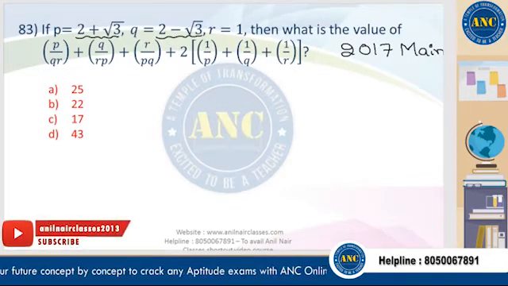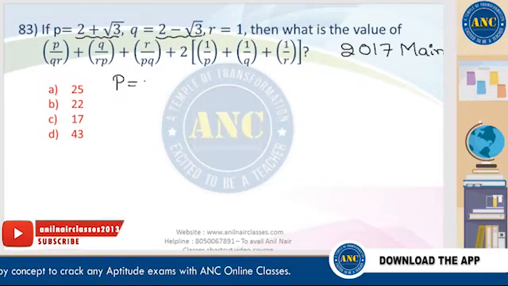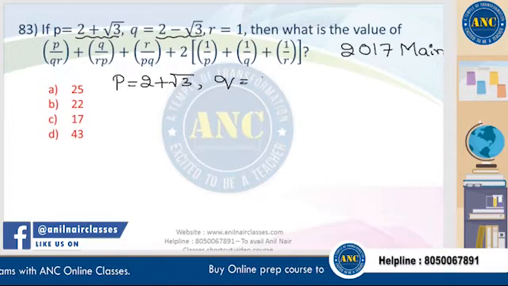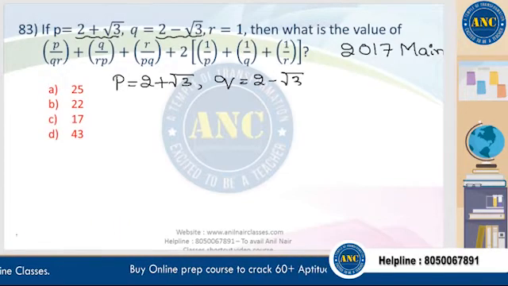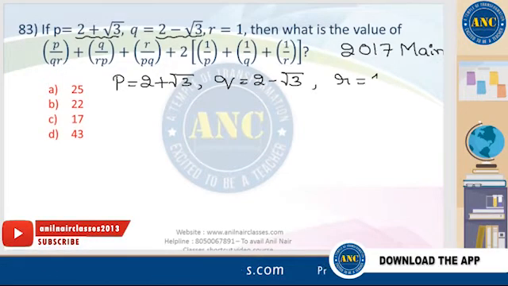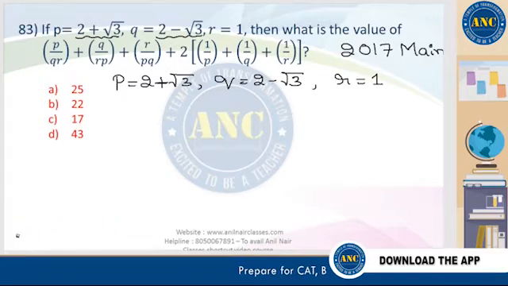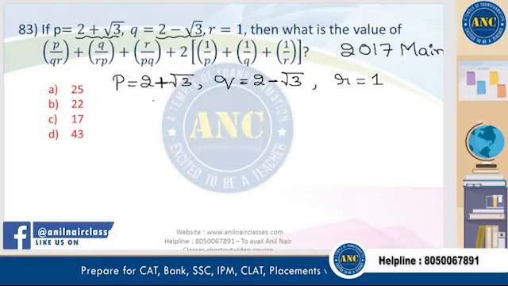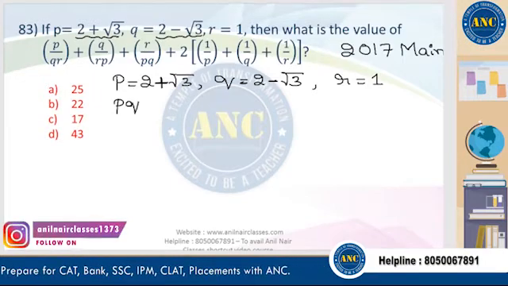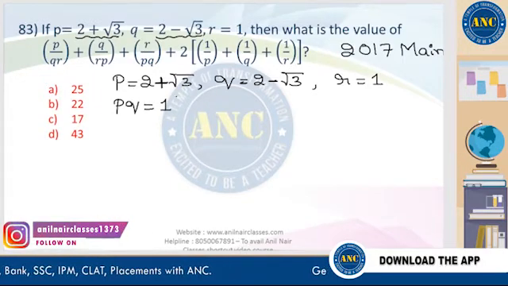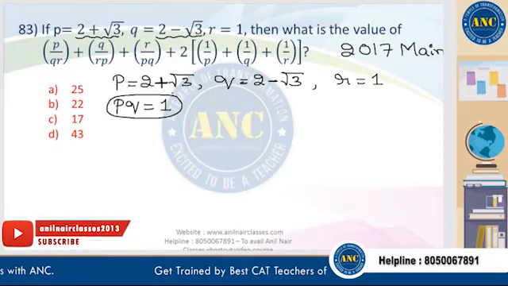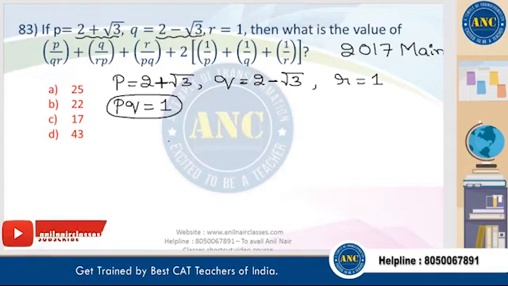See here, the question says p is equal to 2 plus root 3, q is equal to 2 minus root 3, and r value is given as 1. When you observe p and q, one is 2 plus root 3, the other is 2 minus root 3. If you want, you can check it out. They are reciprocals of each other. That means p into q, the product, will be equal to 1. You can check it out if you want. So that is equal to 1.